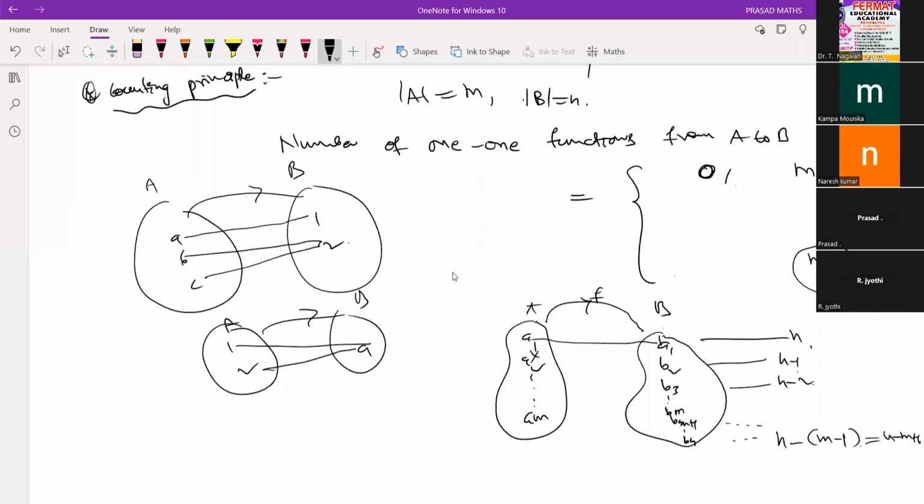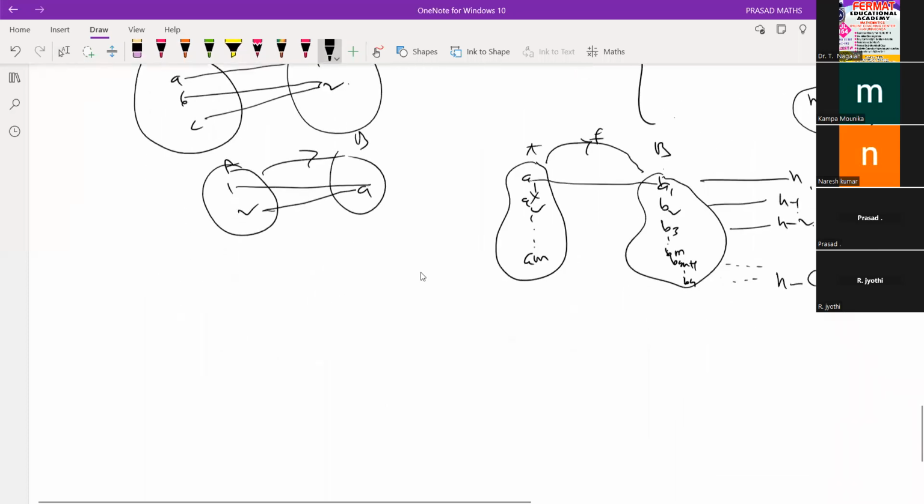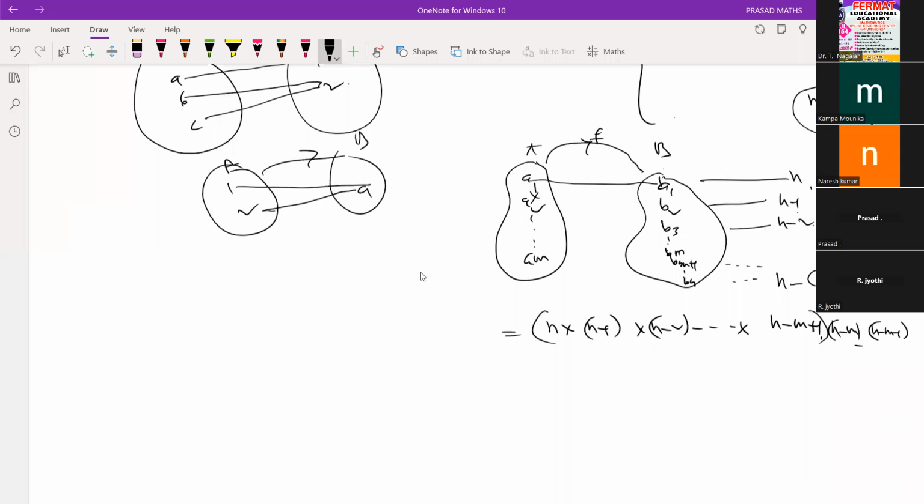We can now define a one-one function. Therefore, we can apply the fundamental principle of multiplication. We assign all elements of A to elements of B, therefore it is a one-one function. So by the fundamental principle, the total work is n into n minus 1 into n minus 2, going on to n minus m plus 1. For simplification, I multiply and divide by n minus m, n minus m minus 1, going on to 3 into 2 into 1.